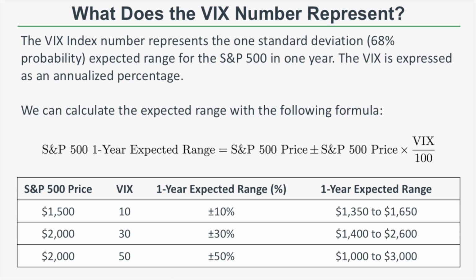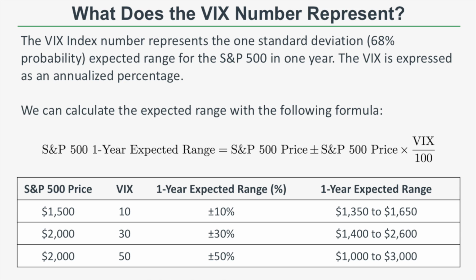So for example, if the S&P 500 is trading for $1,500 and the VIX is 10, the one-year expected range is plus or minus 10% in the market. So therefore, with the $1,500 S&P 500 price, the one-year expected range would be 1,350 to 1,650. So that's plus or minus 10%.